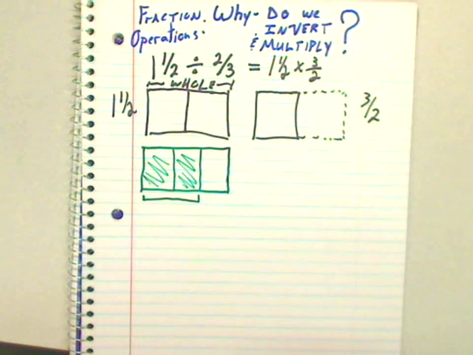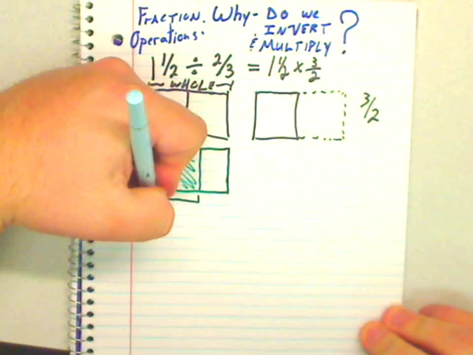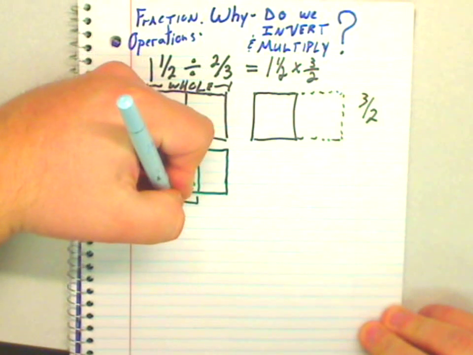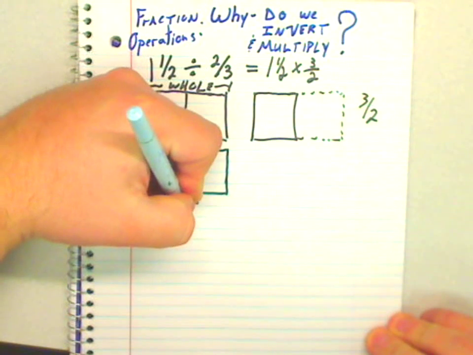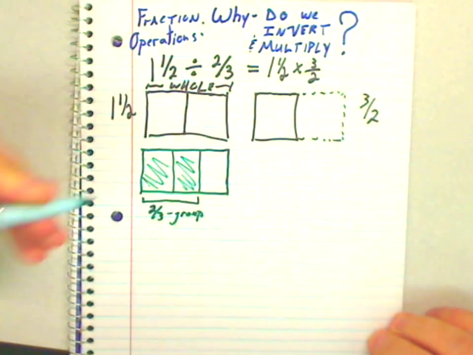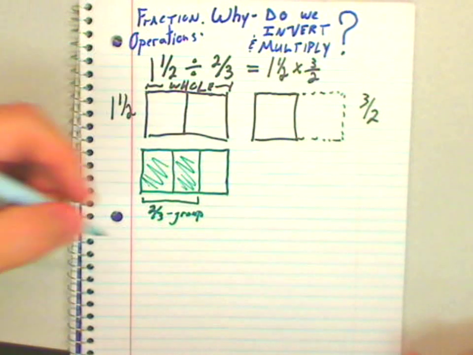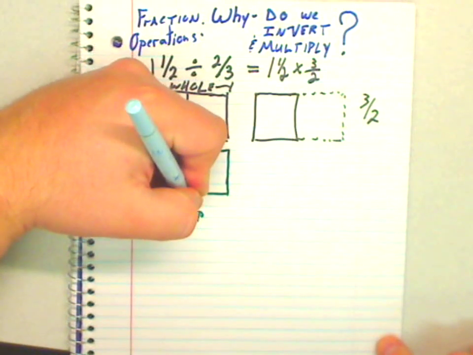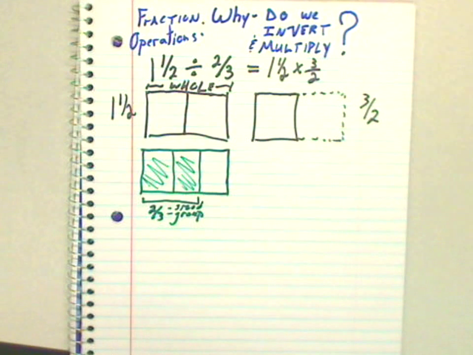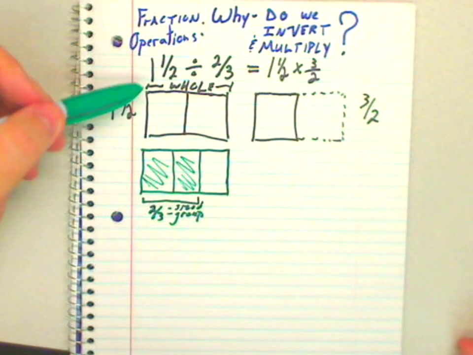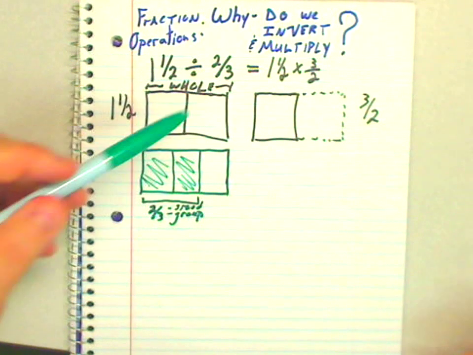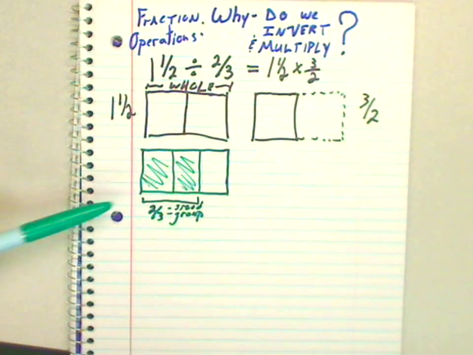And this down here, of course, is a 2/3 group. So 1 group is 2/3 in size. So let's put that 2/3 sized group. Every time you find 2/3, that's 1 group. Find another 2/3, that's another group. So that's our job right now. How many of these groups can we make?